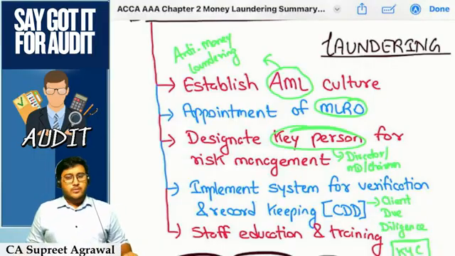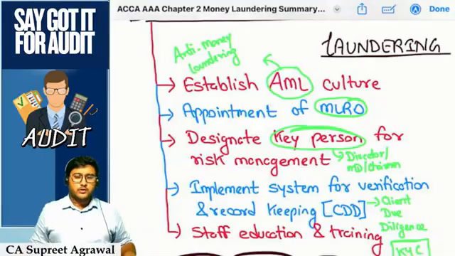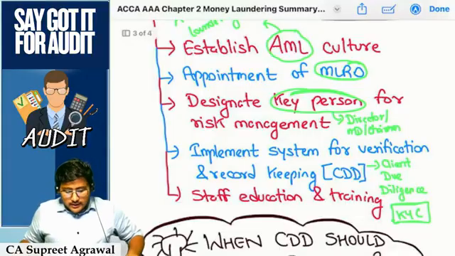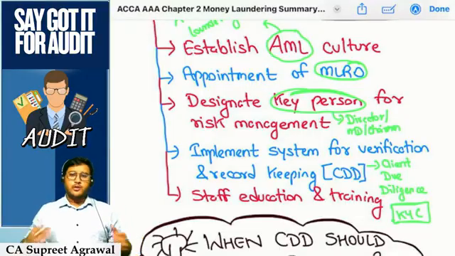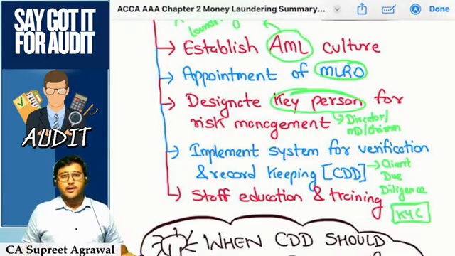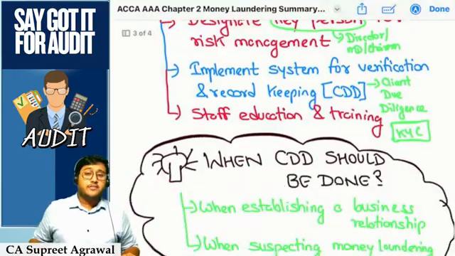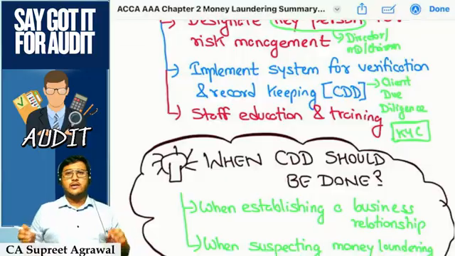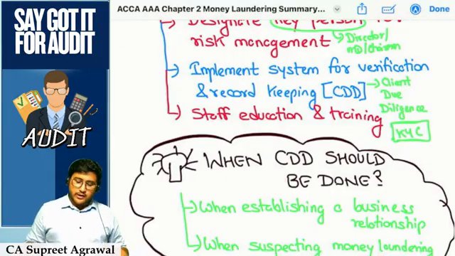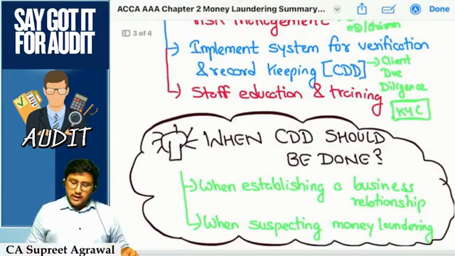Designate a key person for risk management. That is, it should not be a normal person with normal authority, it should be a key person with a lot of authorities and responsibilities. Then implement a system for verification and record keeping. You should continuously identify your client and do the KYCs as well. And staff education and training, that is, you should continuously train your staff for the appropriate procedures to be done and how the escalation happens.